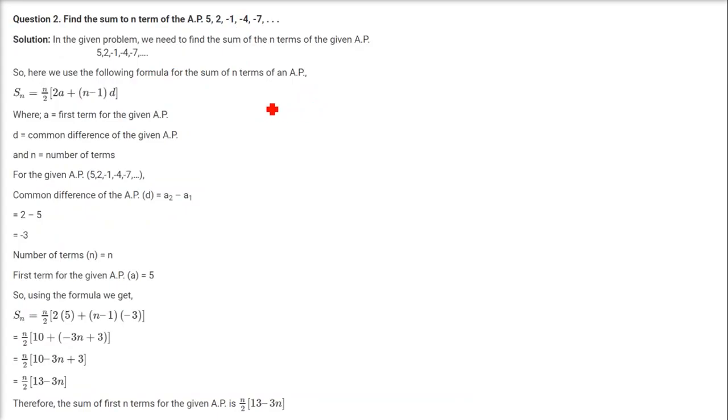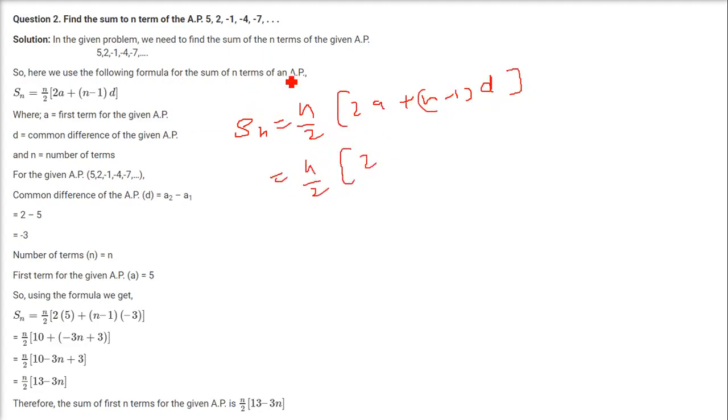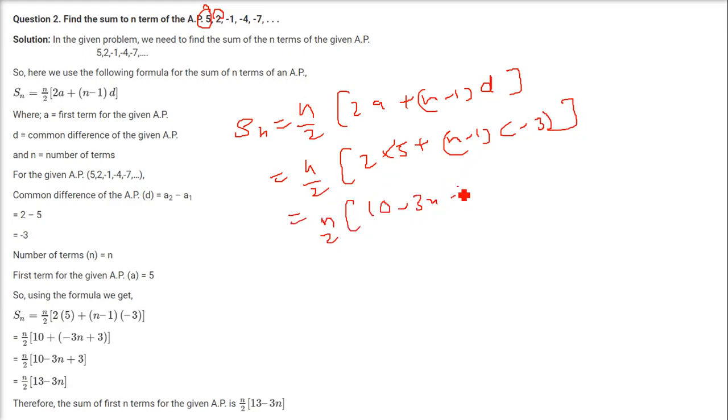This also we have done. So you just have to use this n by 2, Sn we have to find out, 2a plus n minus 1 into d. This is the formula we are going to use. So n by 2, that is n terms we have to find out, 2a. a is 5 here, plus n minus 1 into d. What is d? 2 minus 5, that is minus 3. So n by 2, and we have 10, and this is minus 3n plus 3. This is going to be n by 2, 10 plus 3 is 13, 13 minus 3n. This is the result.